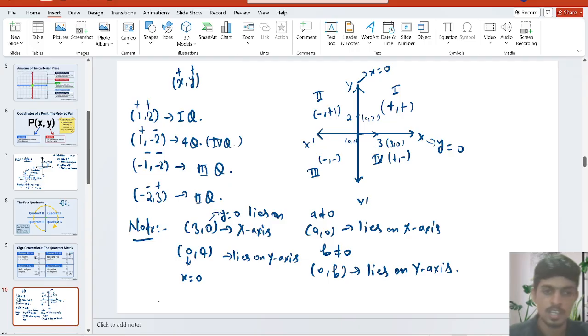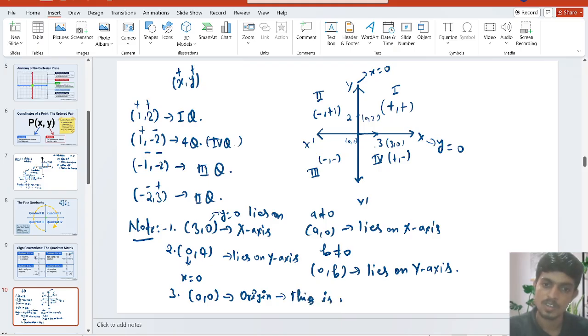Here is the next point: the point (0, 0), the origin, does not lie in any quadrant. This is the origin, the initial point. I hope it is clear to you.